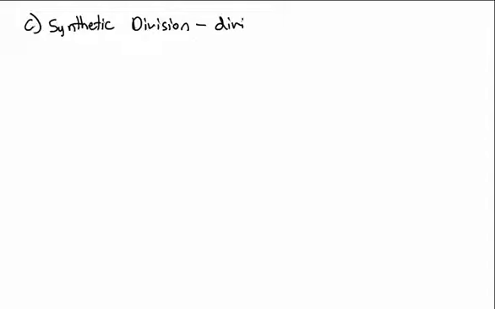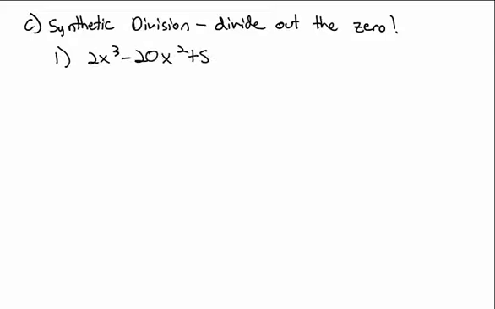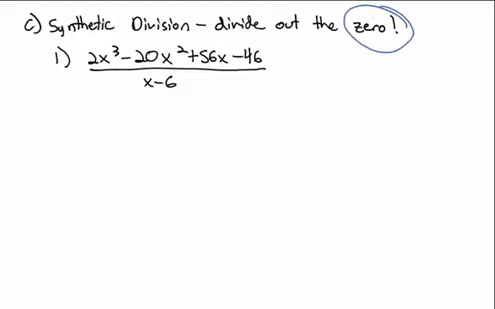Where we are going to divide out the 0. In other words, if I'm asked to find 2x cubed minus 20x squared plus 56x minus 46, and we're going to divide out x minus 6, we just need to identify the 0 that's being divided out. Make the denominator equal to 0, add 6 to both sides. That's the number that goes in the corner.